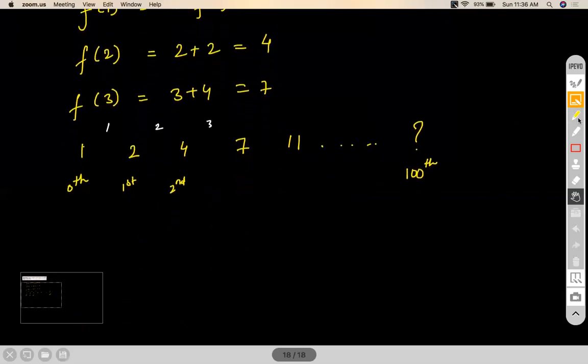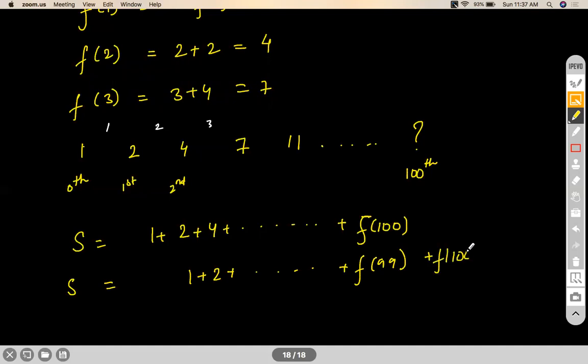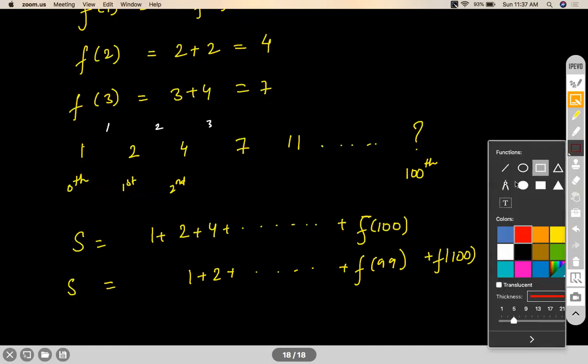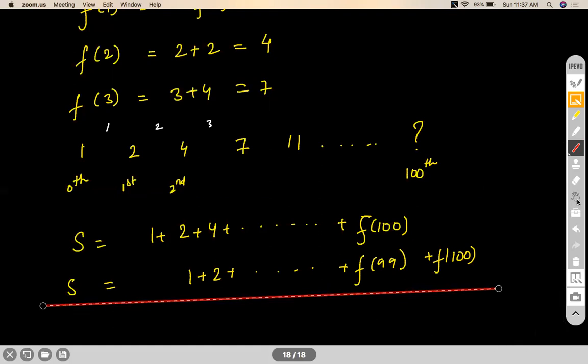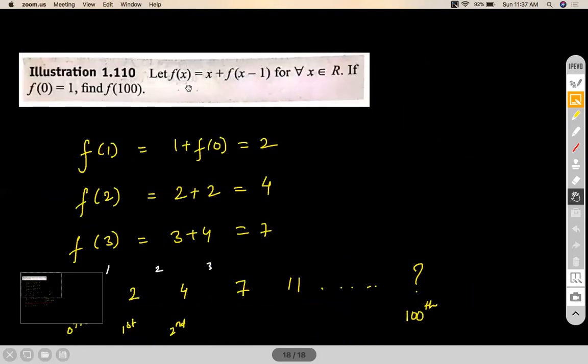Okay. Now, how do I solve this question? Let's say I call the sum of these terms, let me write f of 100, as S. Okay. Write the same S shifted by one. Subtract it. What do you end up getting? 0 as 1 plus 1 plus 2 plus 3 all the way. f of 100 minus f of 99 will give you 100 if I'm not mistaken. Correct?